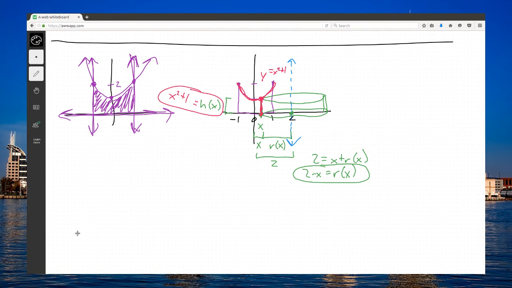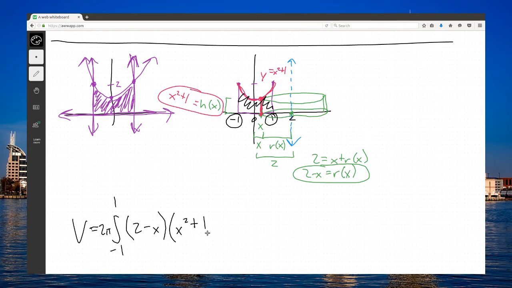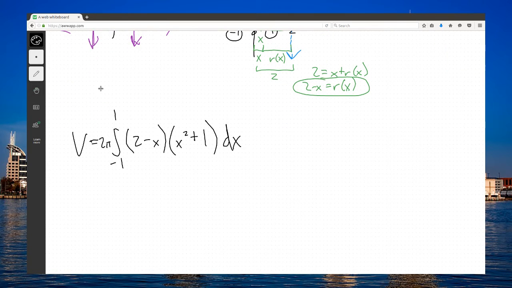So let's see here. The formula says that volume is the integral from, now we need to go from the leftmost x value to the rightmost x value inside of the region. So negative 1 to 1. I can factor out the 2 pi if I like. And the most important is I plug in the radius, 2 minus x, times the height, x squared plus 1. And from here on out, it's just a calculus 1 integral.